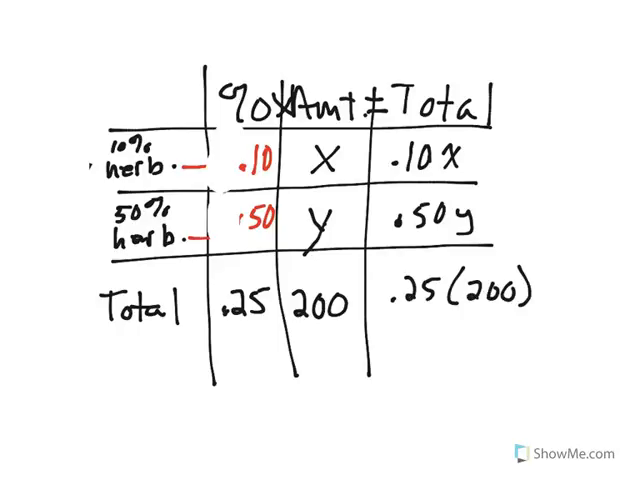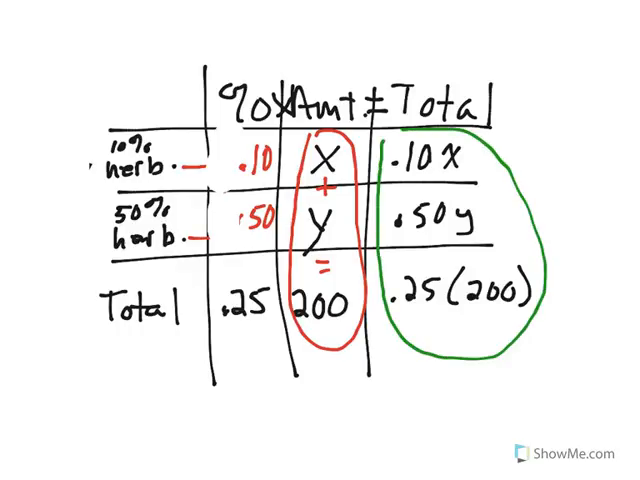Now here are our two equations. We have x plus y equals 200. We always add coming down the columns. And we have 0.10x plus 0.50y equals 0.25 times 200. Those are our two equations. We can use the addition method to solve for x and y.